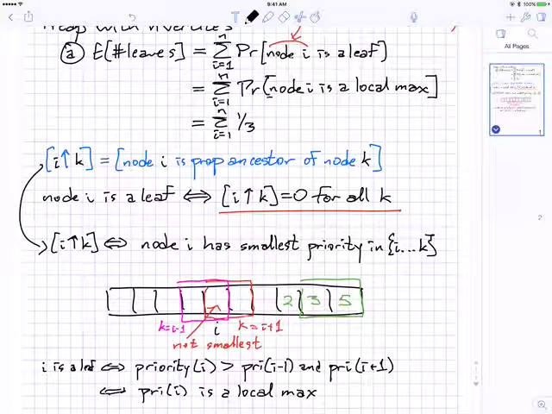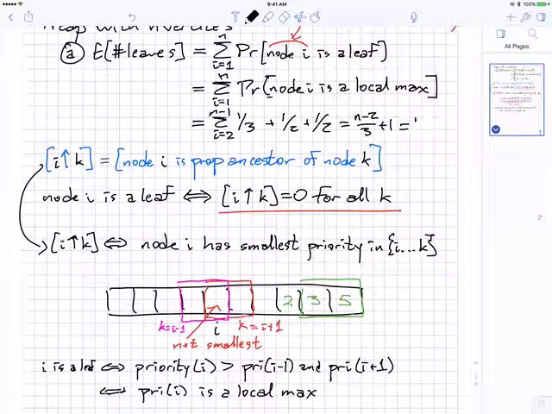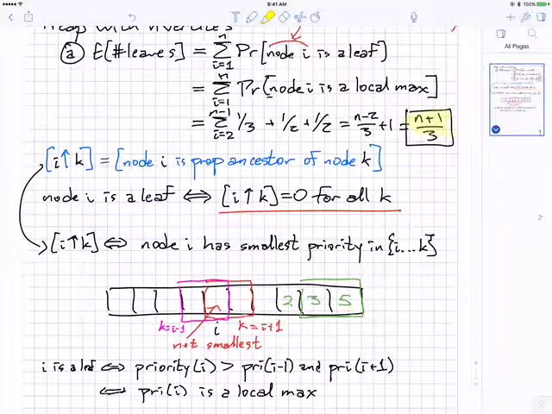The boundary cases. So what's the probability that node n is a local maximum and therefore a leaf? 1/2. Same with node 1. So what in fact I need to write here is not the sum from 1 to n, but the sum from 2 to n minus 1 plus 1/2 plus 1/2. And this comes out to (n minus 2) over 3 plus 1, which is (n plus 1) over 3. Okay, so this is the final answer. Roughly n over 3, but a little bit bigger because the smallest and largest nodes are slightly more likely to be leaves.